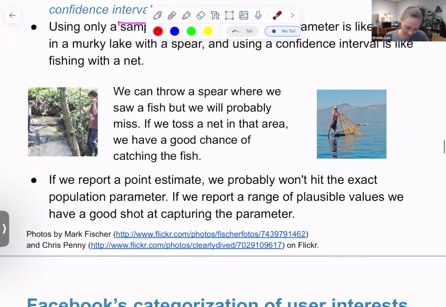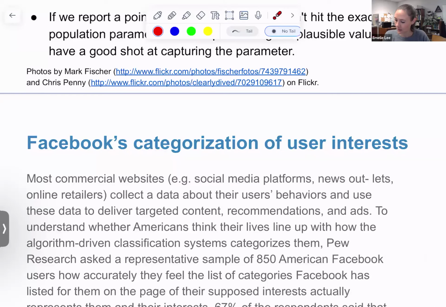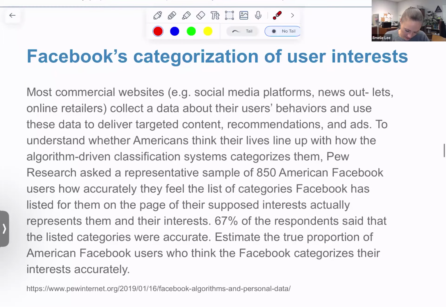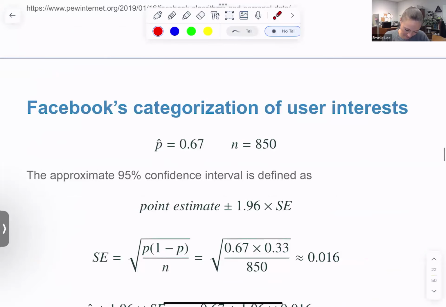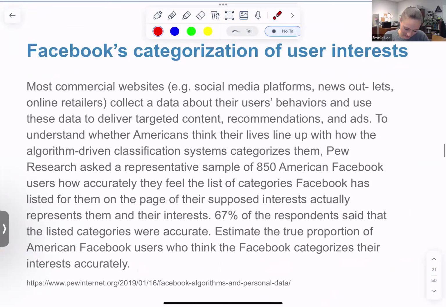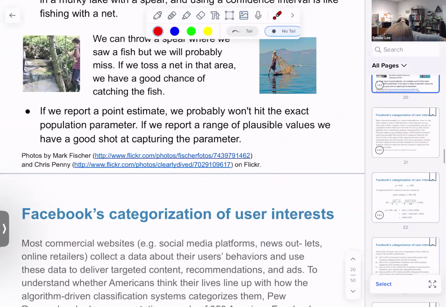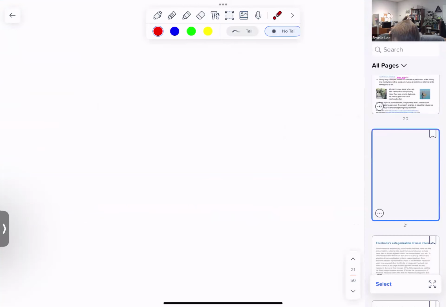Okay. Let's see here. Hmm. Do I want to... okay. You know what I want to do? Just here. Wait, where did it go? Add a page.